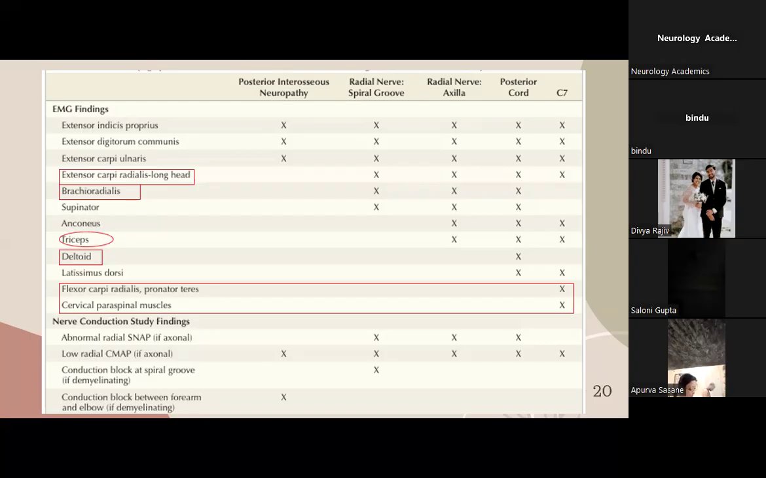In the nerve conduction study, there will be abnormal radial SNAP if it is axonal, and low radial CMAP is seen in the radial nerve if it is axonal, and we can see the conduction block at the level of spiral groove if it is demyelinating. Conduction block between forearm and elbow is seen in posterior interosseous neuropathy, it is rare. Most common site for compression is the radial nerve at the spiral groove. So we can see conduction block at the level of spiral groove. That is, below the spiral groove and above the spiral groove, the amplitude will be more than 50%.